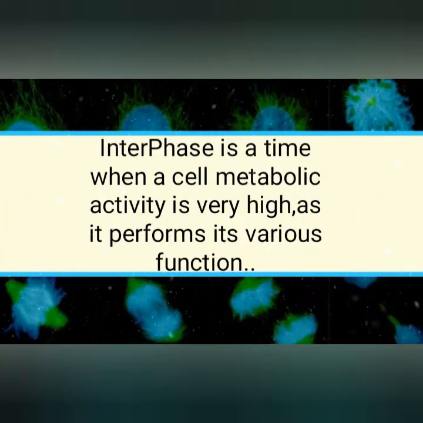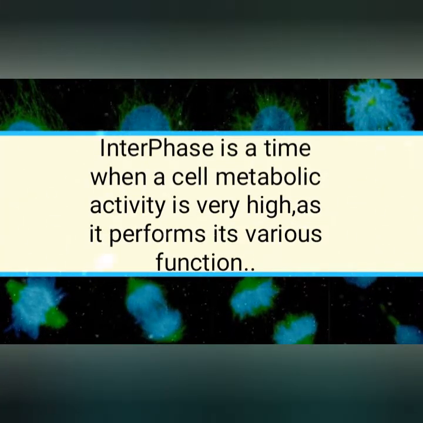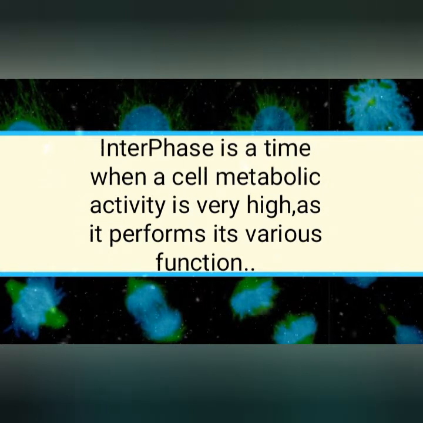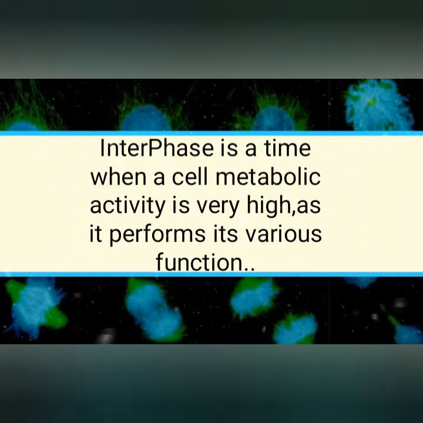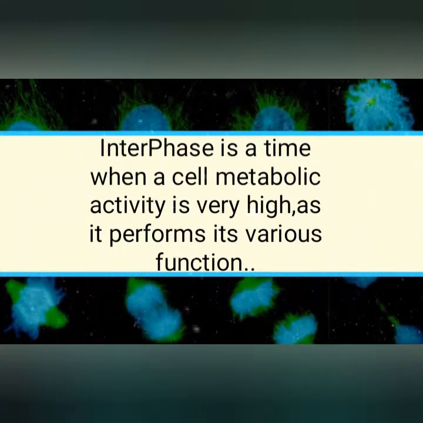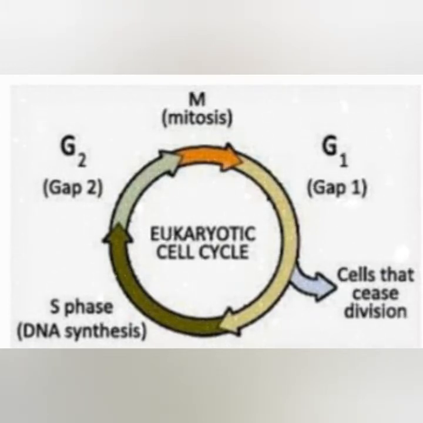Interphase is a time when a cell's metabolic activity is very high as it performs its various functions. It is divided into three phases: G1 phase, that is the first gap phase, S is the synthesis, and G2 is the second gap phase.